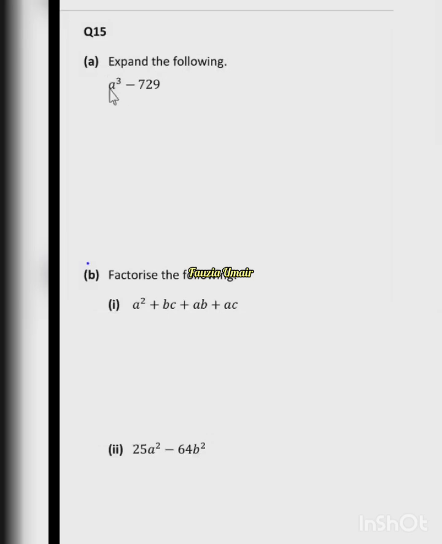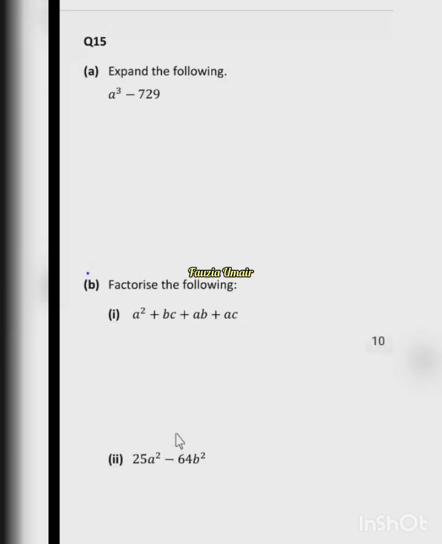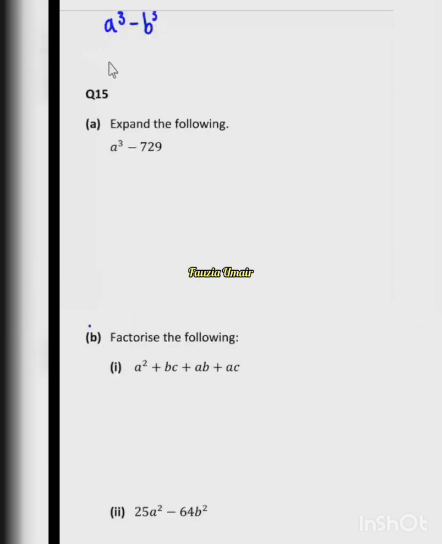This is the formula a cube minus b cube. I'm going to tell you two more formulas today, along with those three formulas we have discussed earlier. One is a cube minus b cube and the other is a cube plus b cube. Please write down these formulas somewhere for your reminder. This is an interesting formula. a cube minus b cube equals a minus b multiplied with a square plus ab plus b square.